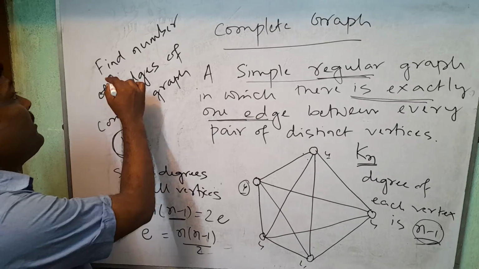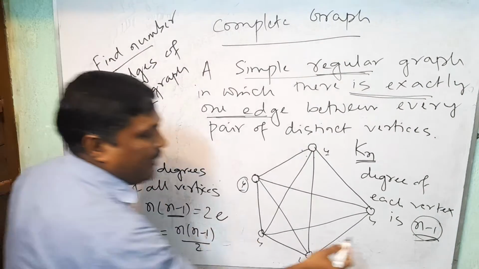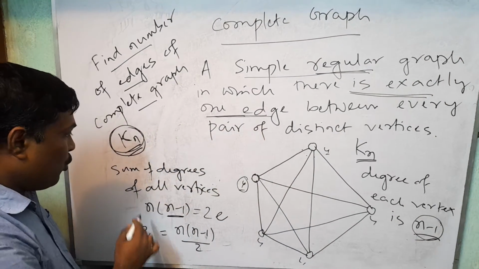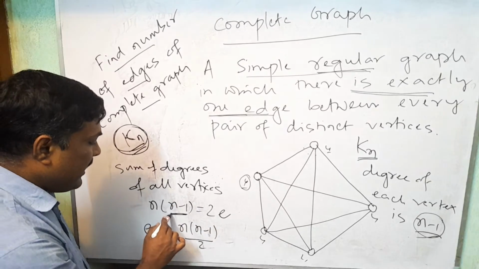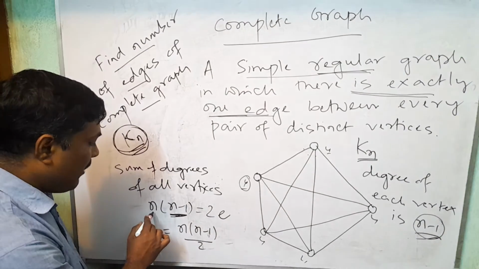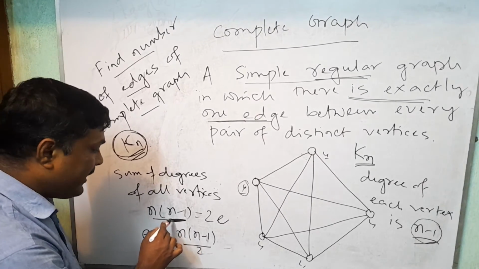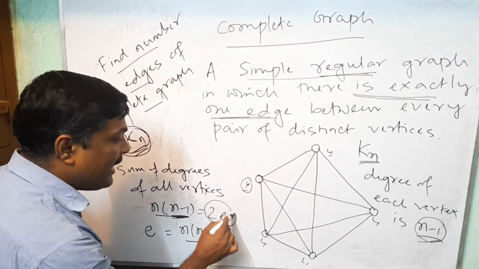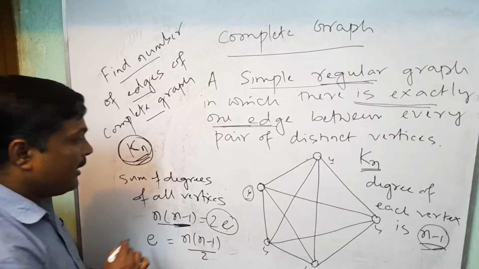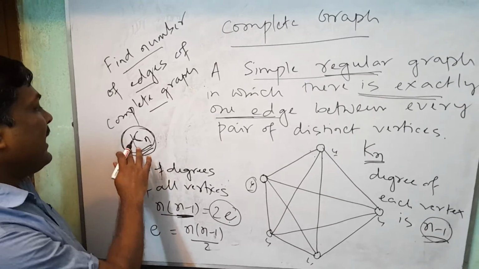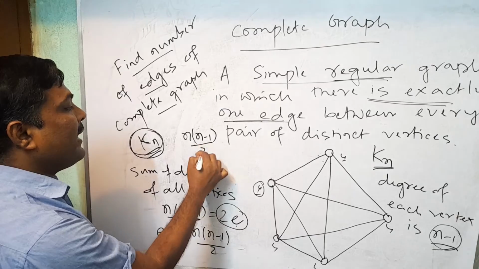See, the question is to find the number of edges of the complete graph Kn. In Kn, the degree of each vertex is n minus 1. So the sum of degrees of all the vertices is n into n minus 1. By the handshaking theorem, it is 2 into the number of edges, so the number of edges equals n into n minus 1 divided by 2. So in Kn, the number of edges is n into n minus 1 divided by 2.